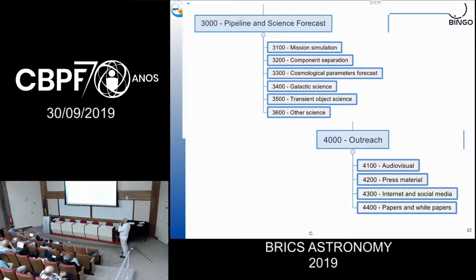The pipeline and science forecast has to do with the mission simulation, how the instrument sees the sky, separating components, I mean HI from the rest, doing a cosmological parameter forecast, galactic science, transient object science, where fast radio bursts enter, and other science, which I mentioned: history, life of hydrogen, redshift space distortions, and so on.